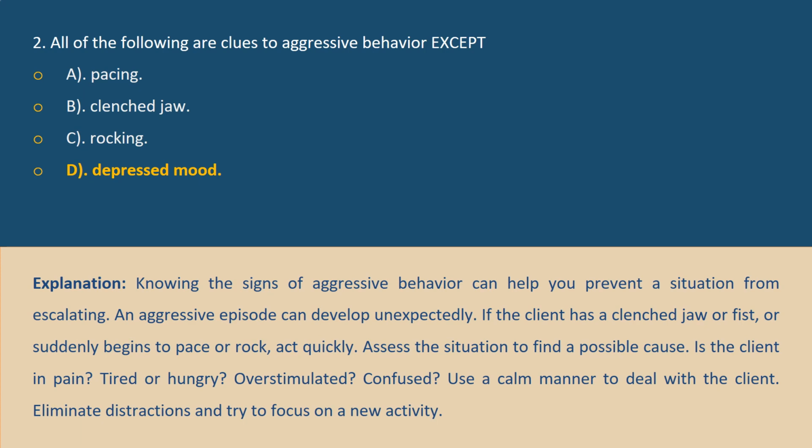Answer D. Depressed mood. Explanation. Knowing the signs of aggressive behavior can help you prevent a situation from escalating. An aggressive episode can develop unexpectedly. If the client has a clenched jaw or fist, or suddenly begins to pace or rock, act quickly.